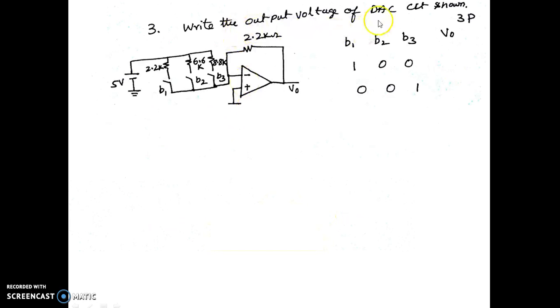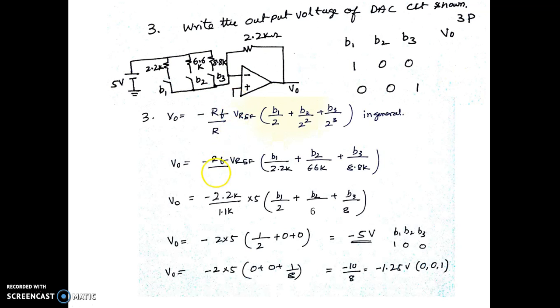The next question is, write the output voltage of the DAC circuit which is shown here for these two combinations, that is 100 and 001. You can clearly see that we have 2.2K, this is 6.6K resistance, and this is 8.8K, and this is 2.2 kilo ohms. Since the resistances keep on increasing, we need to think that this is a weighted R DAC. For a weighted R DAC, let us try to find out the solution.